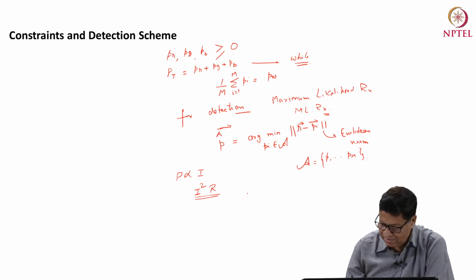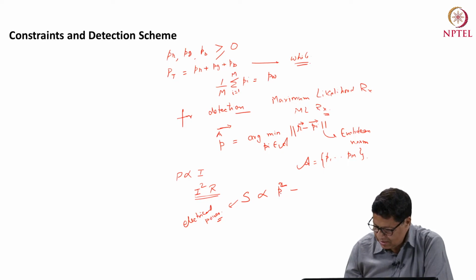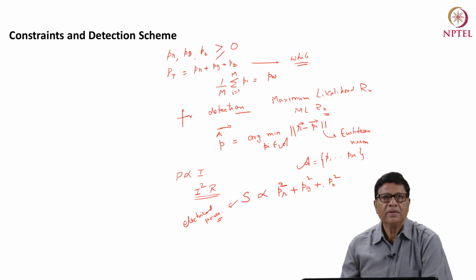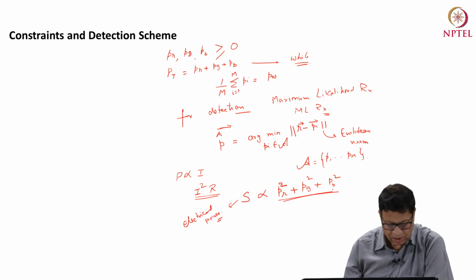So if I write the electrical power, which is say S, that will be proportional to the square of the power in red, blue and green. So S will be proportional to PR square, sorry, not PR, P red, PG square plus PB square. There is a total power.